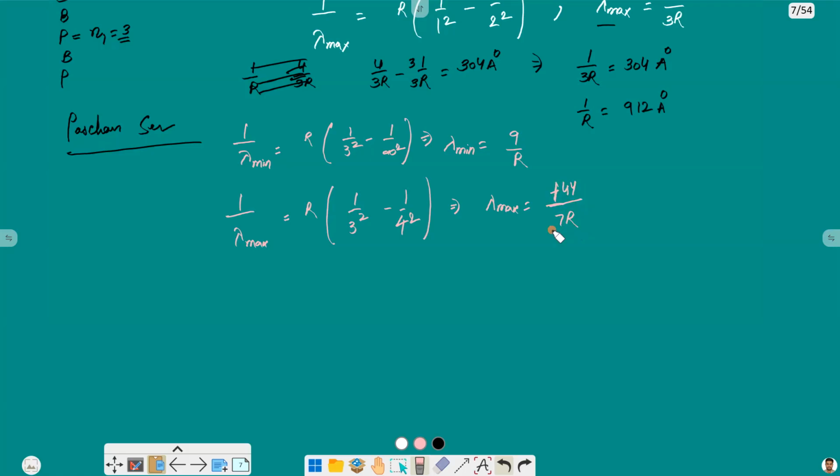Now we can calculate the difference. So their difference will be 144 by 7R minus 9 by R, and that will give us 81 by 7R, and that will be 81 by 7 into 912, and that will be further 10553.1 angstrom. Now let's match it.